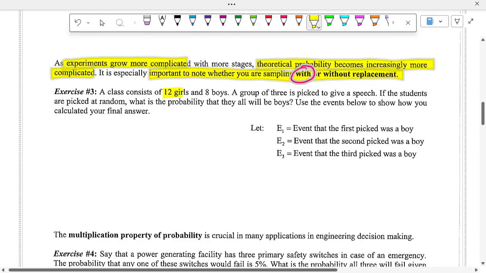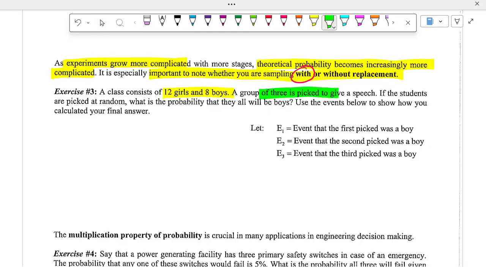A class consists of 12 girls and 8 boys. A group of 3 is picked to give a speech. If the students are picked at random, what is the probability that they will all be boys? So the probability that they will all be boys.